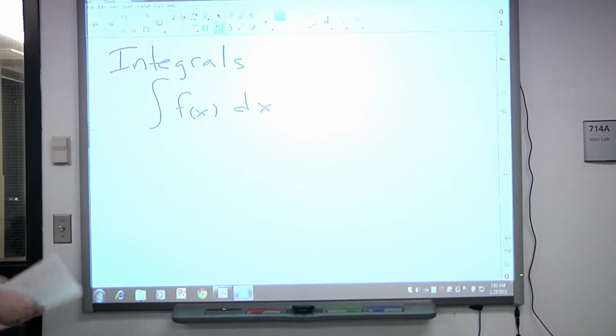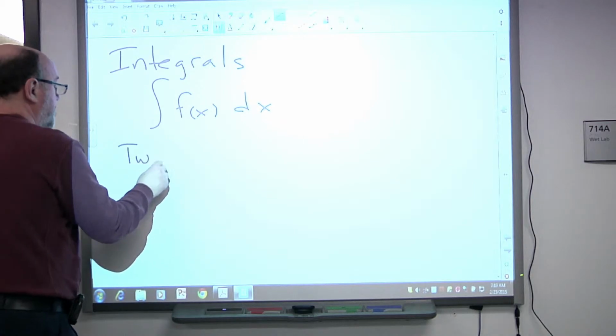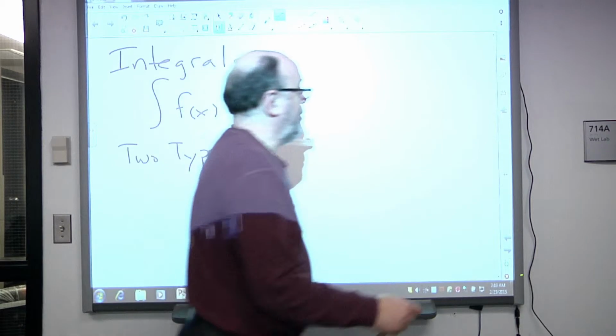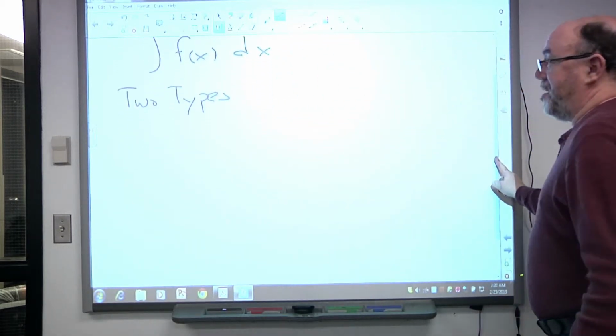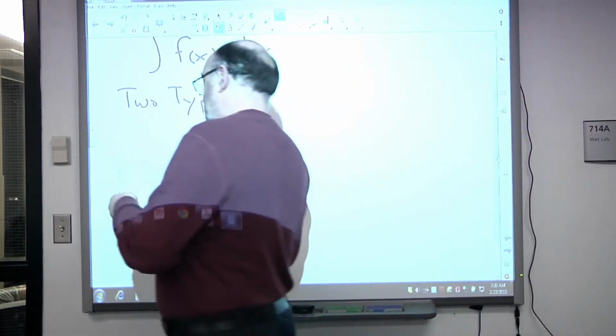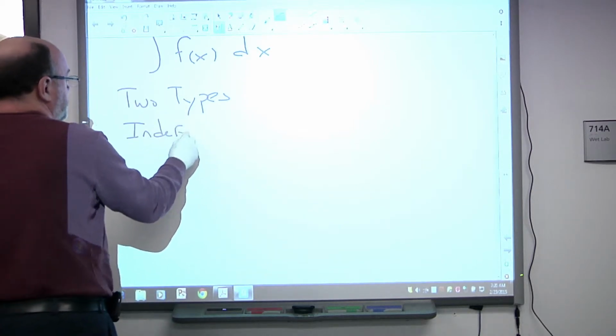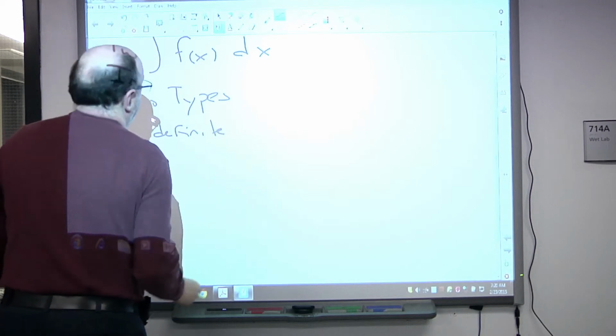Okay? So for integrals, there are 2 types. We'll mention both today. Today we're going to deal with definite integrals. Next week we'll talk about indefinite integrals. But an indefinite integral would be something that looks like this.